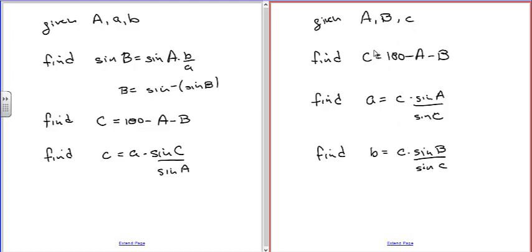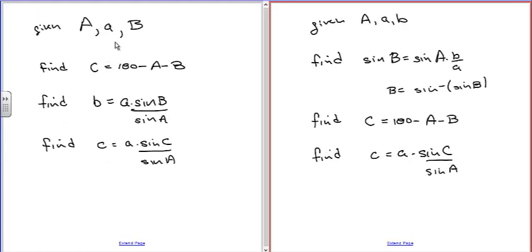So you're given these three, you calculate the angle first, then the two sides. Here we calculate the second angle first, then the third angle, and then the third side. In this case, we calculate angles. I'm given two angles, so I can figure out angle C immediately, and then I could use the law of sines. Okay, so just a review of law of sines problems.